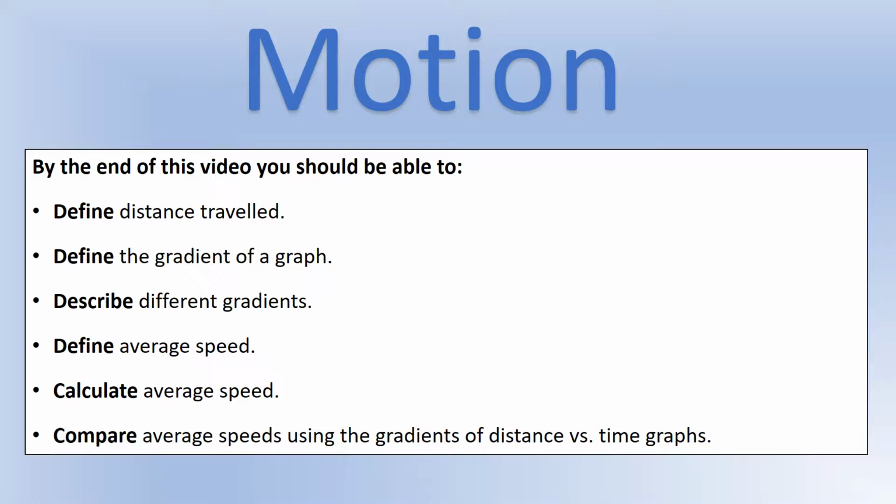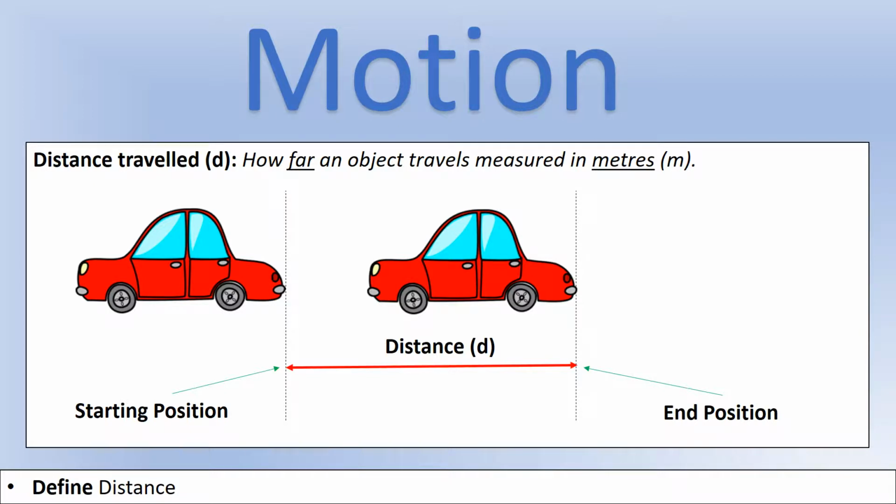So let's get started with defining distance. The distance traveled is essentially how far an object moves, and we typically measure it in meters. Sometimes we might measure it in centimeters or kilometers, but the standard unit of distance is meters. So you can see we've got this car that's moved. We're going to measure the front of the car when it starts, the front of the car at the end, and the distance between them is what we're talking about when we say distance traveled there. So we measure to the same point on the car.